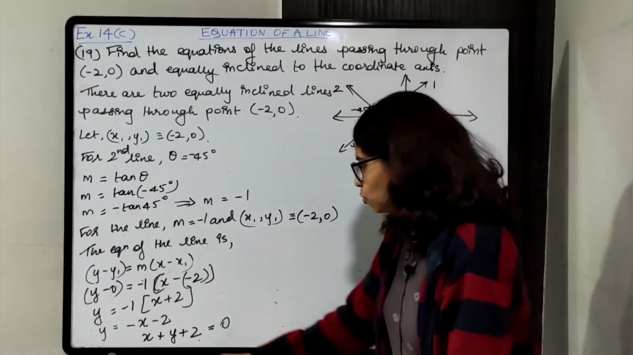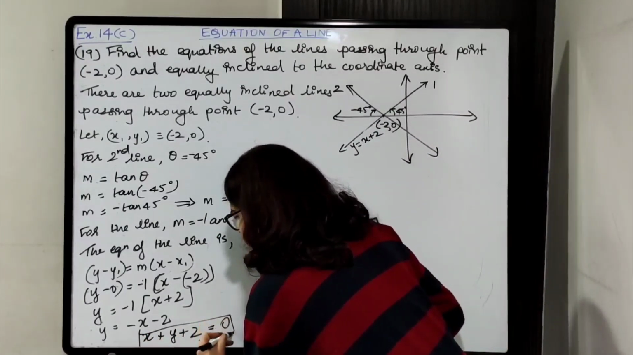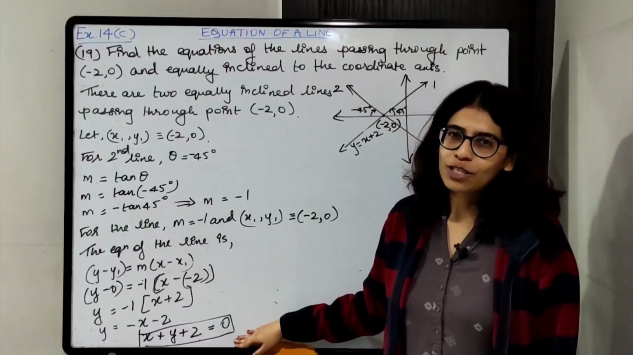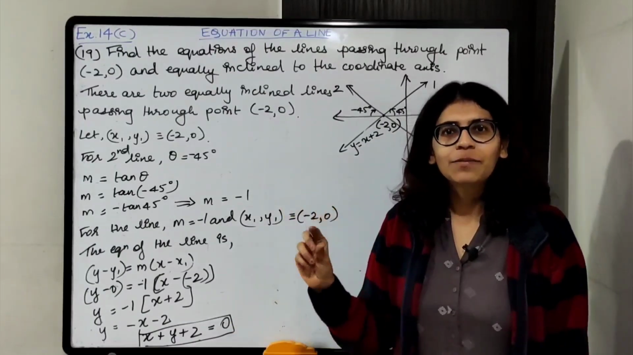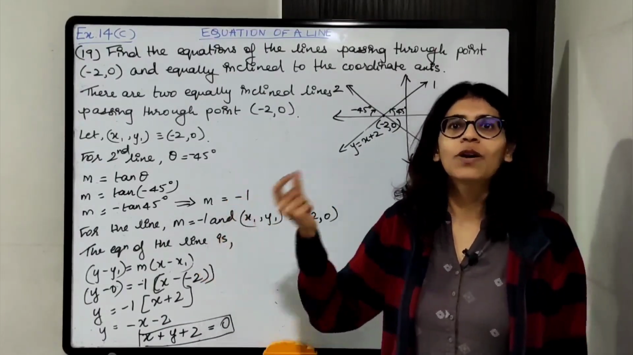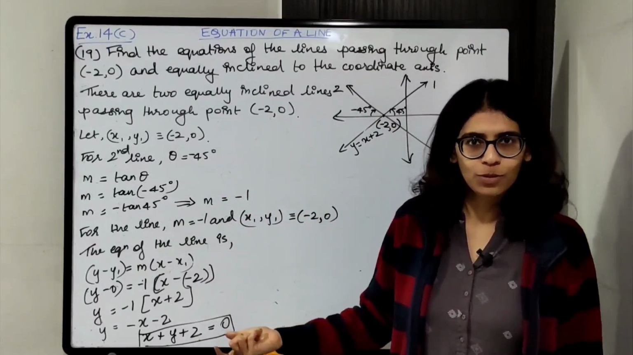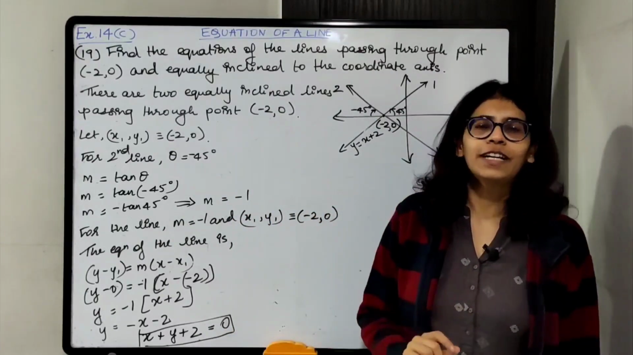Okay, so this is the equation of the second line. Box it. After you box this, write down the final statement. The equation of the first line is so and so, and the equation of the second line is so and so. Okay, so don't forget to write down the final statement.